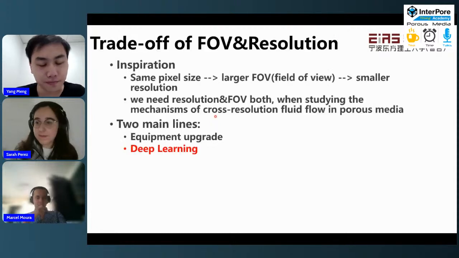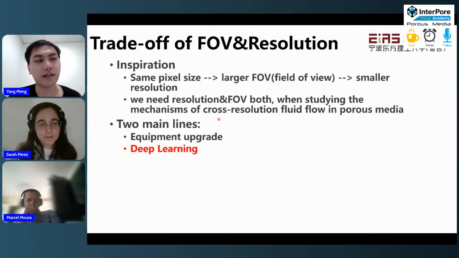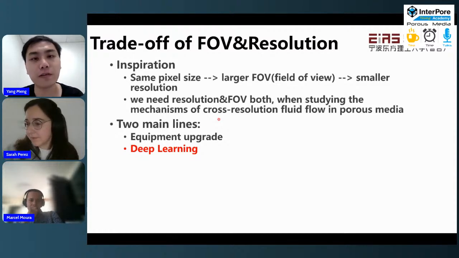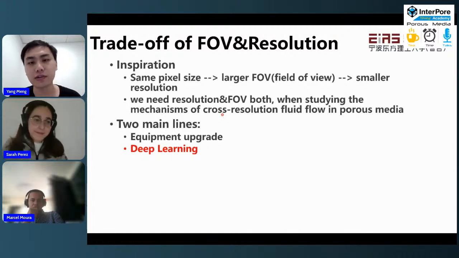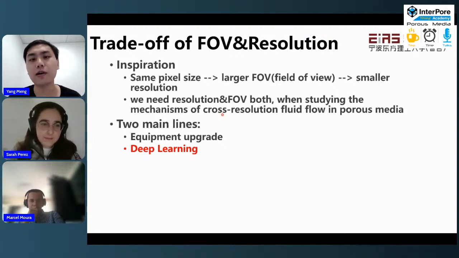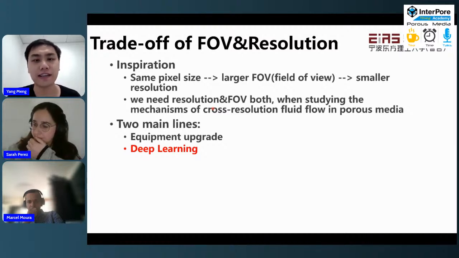The motivation of this research is that a trade-off always exists between FOV and resolution. What is FOV? FOV is called field of view. For example, if you have a camera and get closer to the object you want to observe, you will have a smaller FOV, but you can have a higher resolution, which means you can see the details of the object more clearly. On the contrary, if you want to look at the overall object, you will definitely lose resolution. So this trade-off between resolution and FOV always exists.